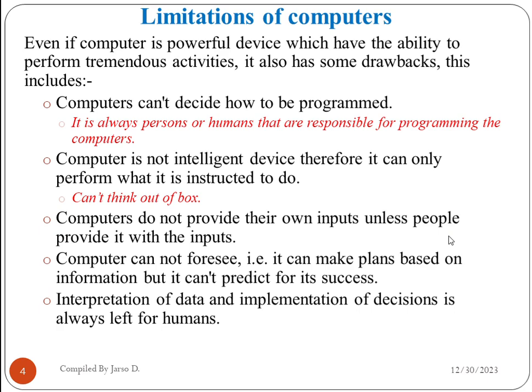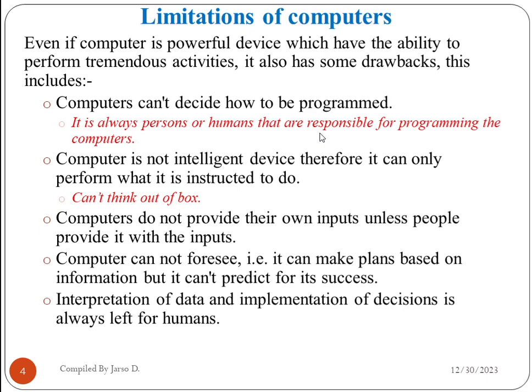The next one is limitations of computers. Even if they are very powerful machines, even if they are very high speed machines, a computer can have weaknesses. As you can see, look here, a computer can't decide how to be programmed. That is the task of human beings. In order to give the software to the computer, it is the task of human beings. We must give the program, we must give the software, we must give the command first. It can't take the program by itself. It can't install the program or the software by itself.